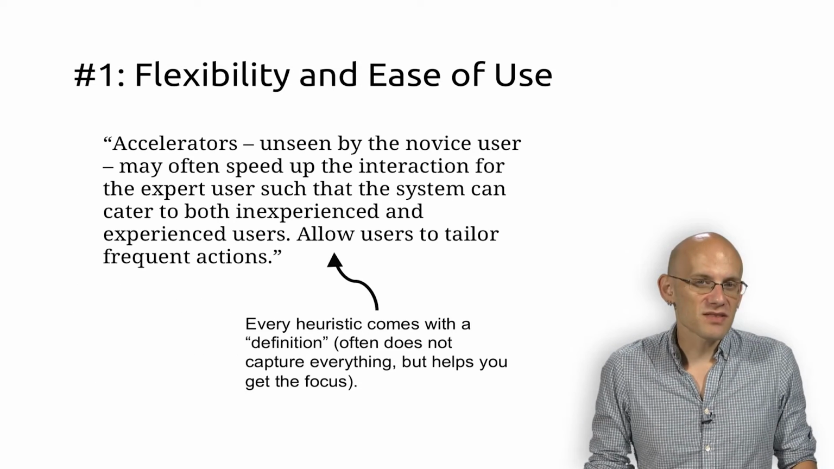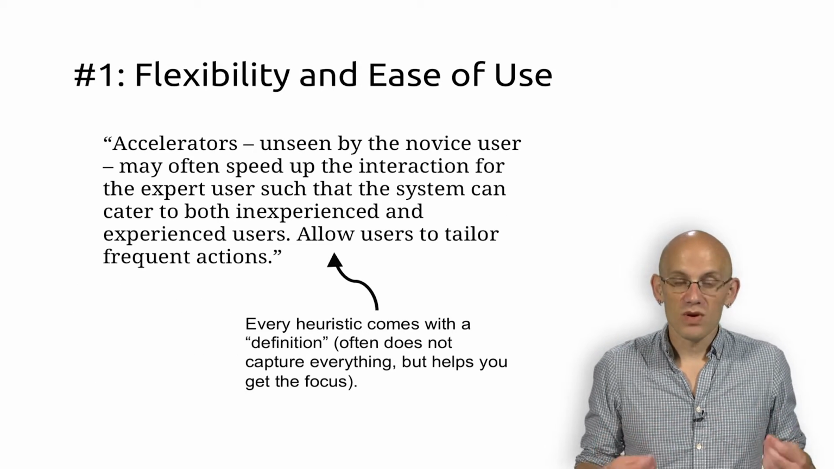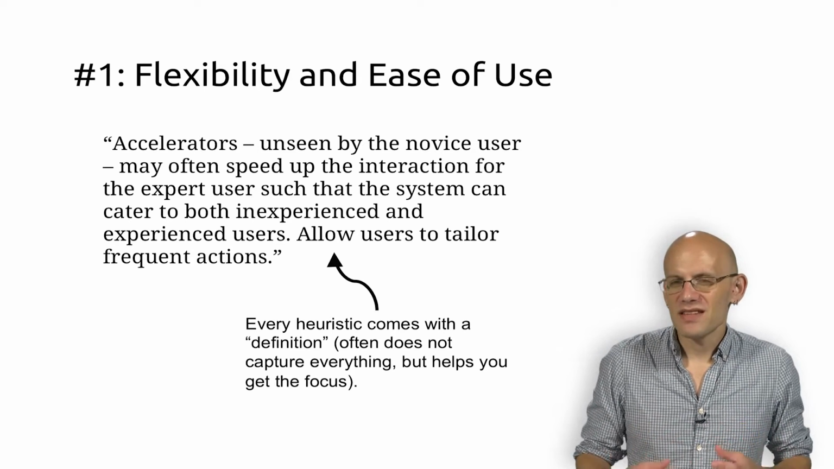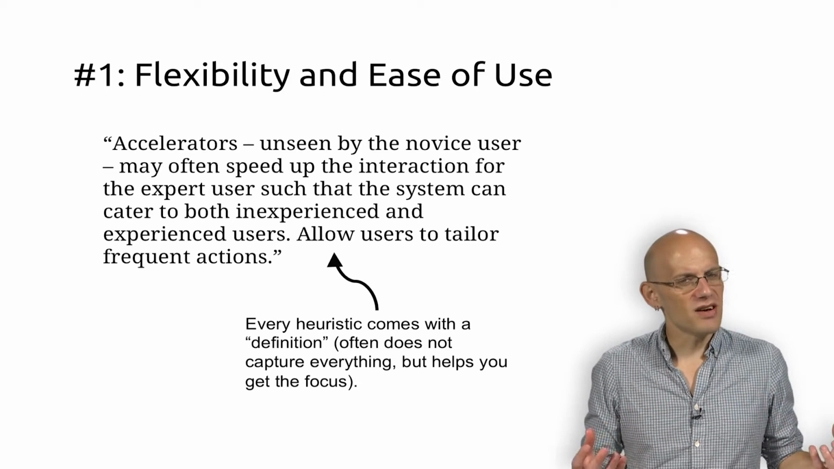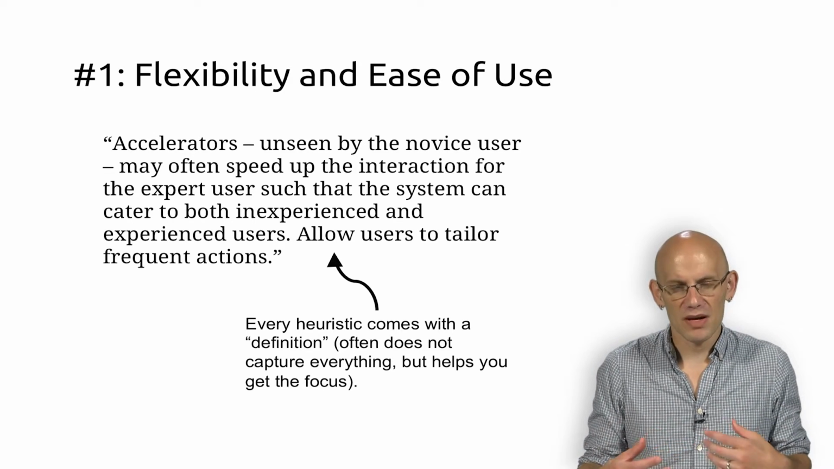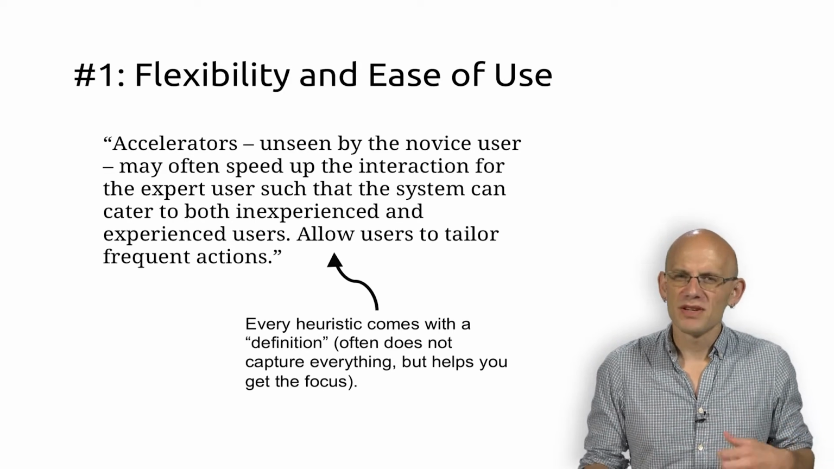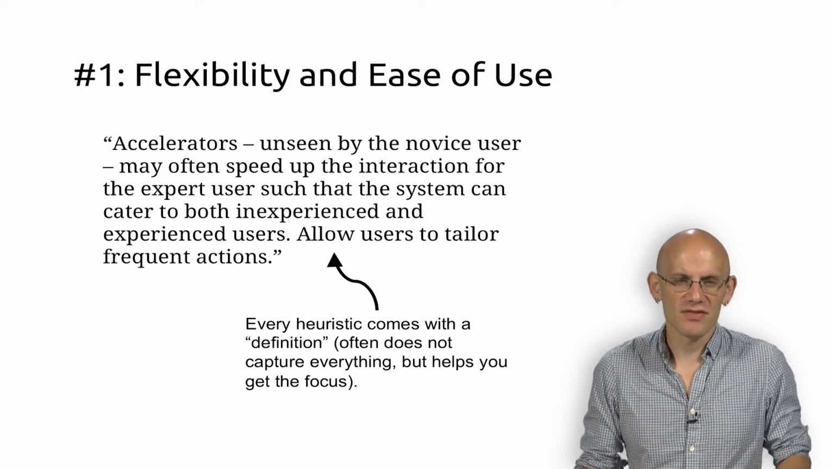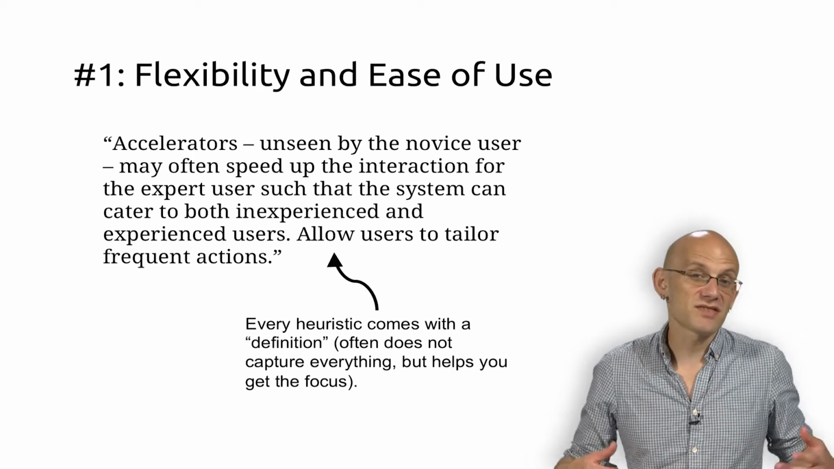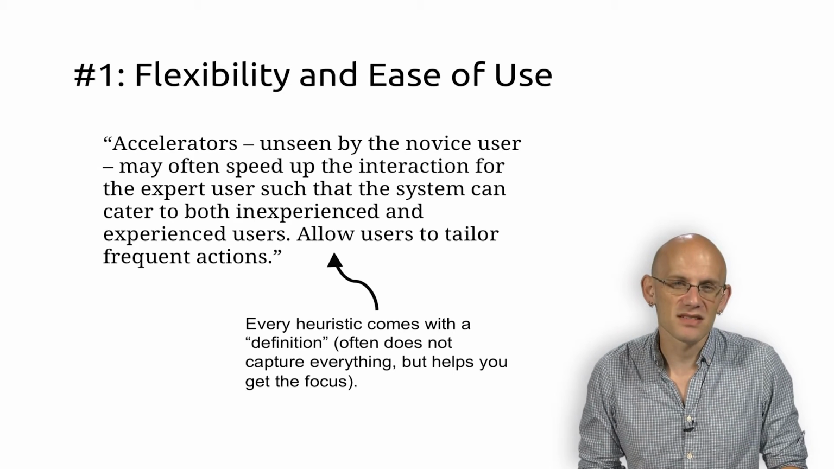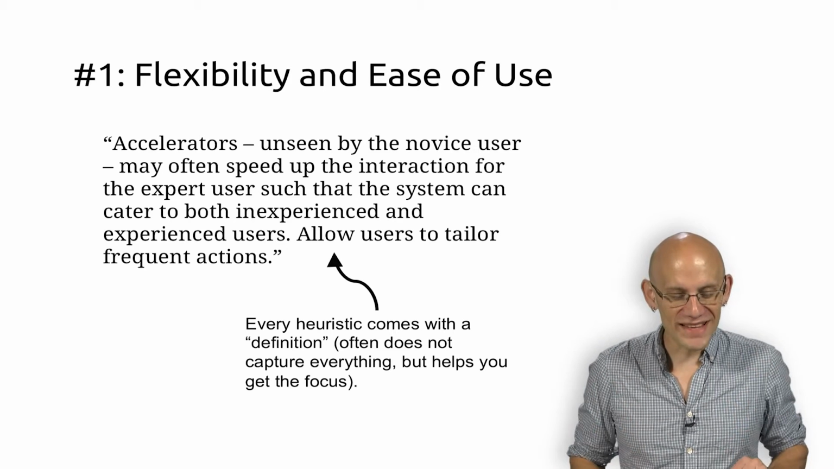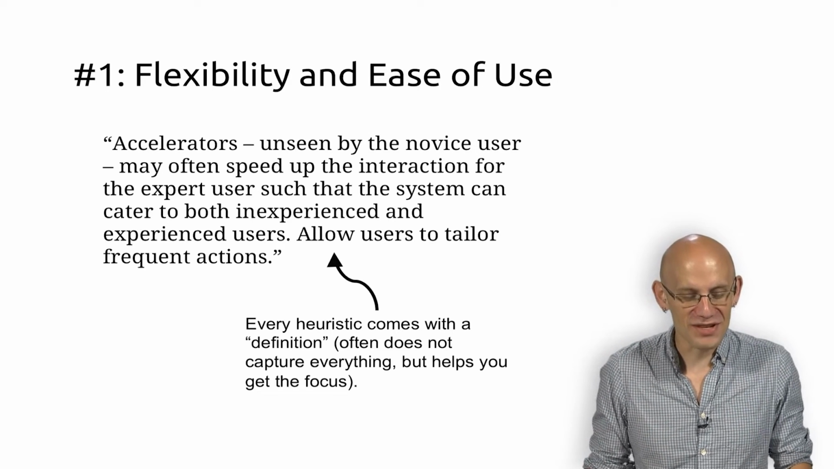And all of these heuristics are defined by Nielsen with a definition. As you can see in this little note on the slide, I often find the definition captures the main gist of what people often talk about with each heuristic, but it doesn't capture everything. You might find that there's a problem that this definition doesn't cover that really fits under, for instance, flexibility and ease of use, but isn't in the definition. That's totally okay. All right, with all that said, let's dig into this definition here.